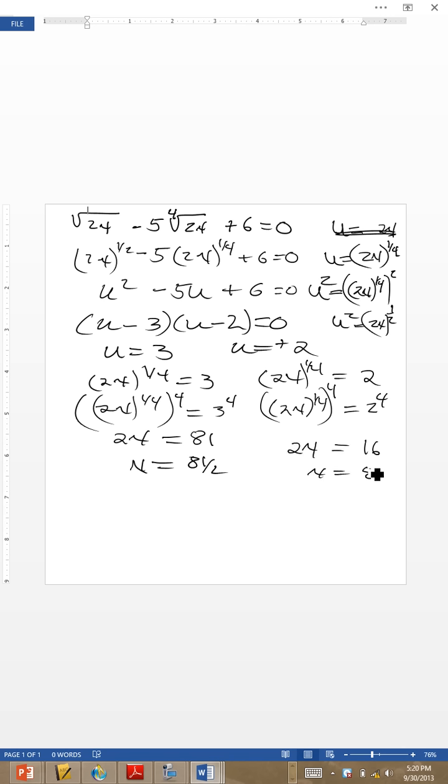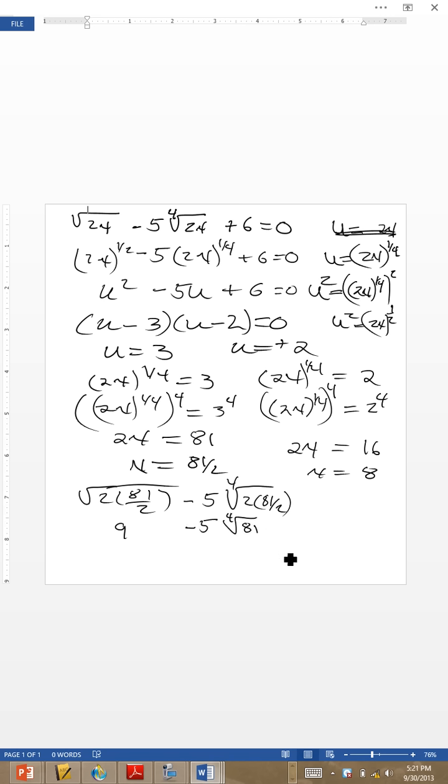Now, you really should check these, okay? Let's check one. Let's put the 81/2 in. So putting in the 81/2, you get 2 times 81/2, which is simply 81, and you're taking the square root of that, which is going to be 9, minus 5 times the 4th root of 81.